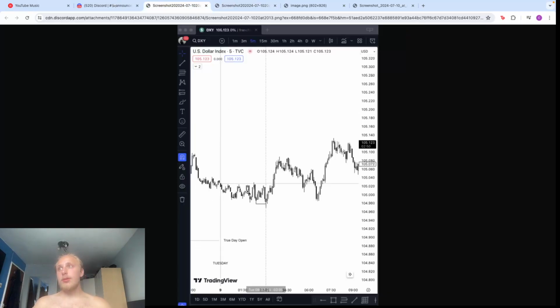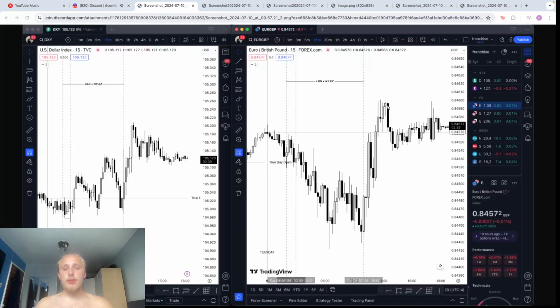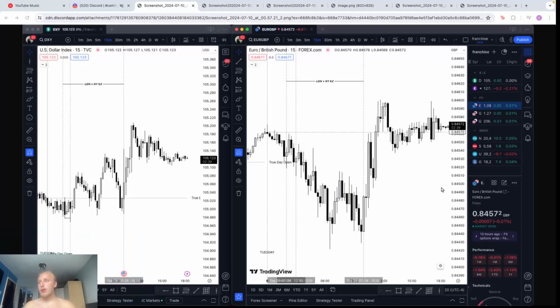So, using context for DXY, I believe I did actually put a better photo in. Let me find it, bear with. Okay, this is better so you can see both. So as you can see, this is DXY. This is our London and New York kill zone. This is Euro GBP. And this is our London and New York kill zone.